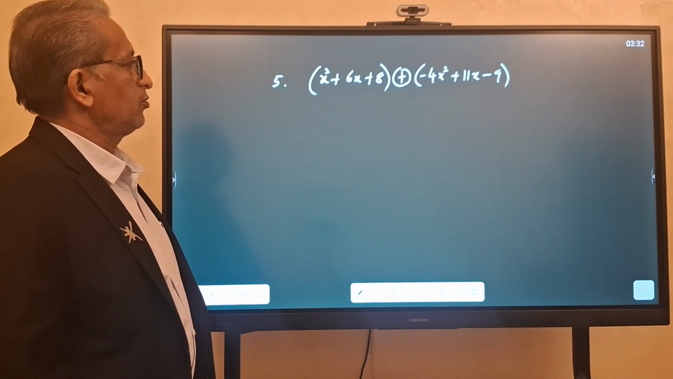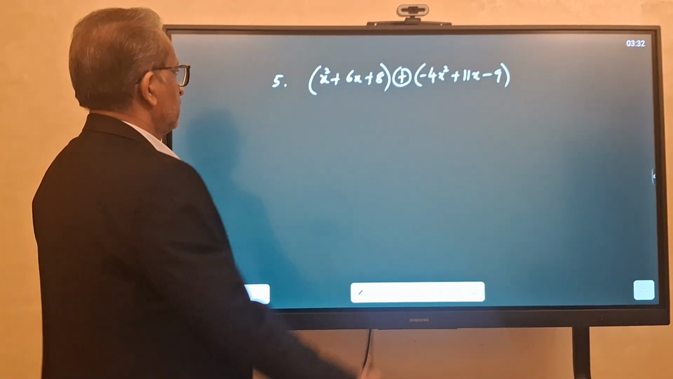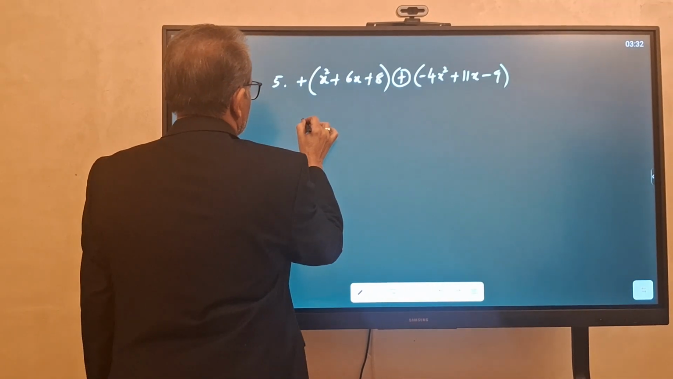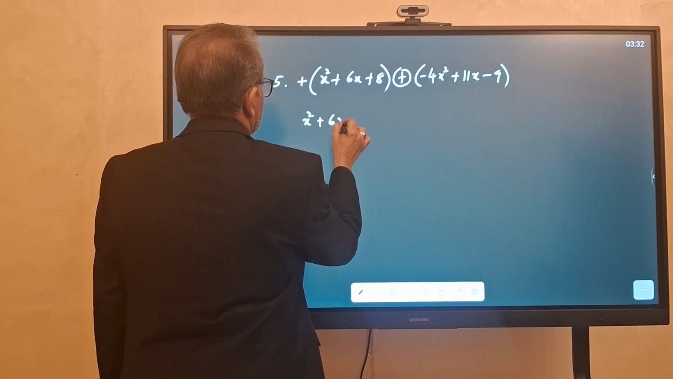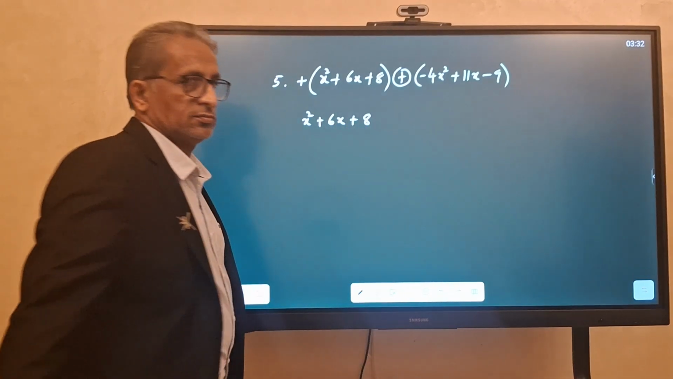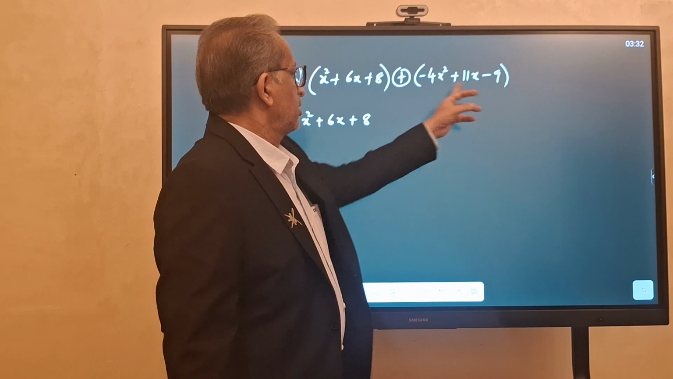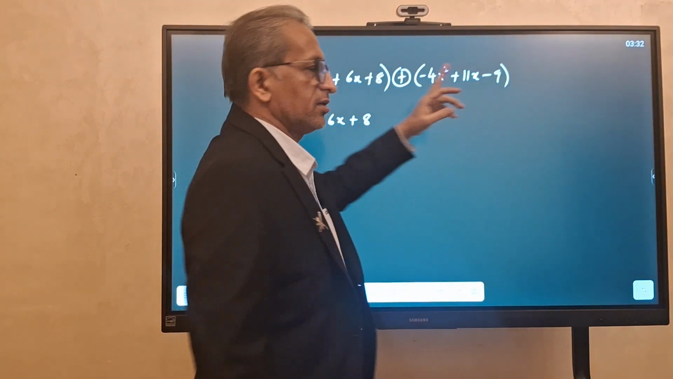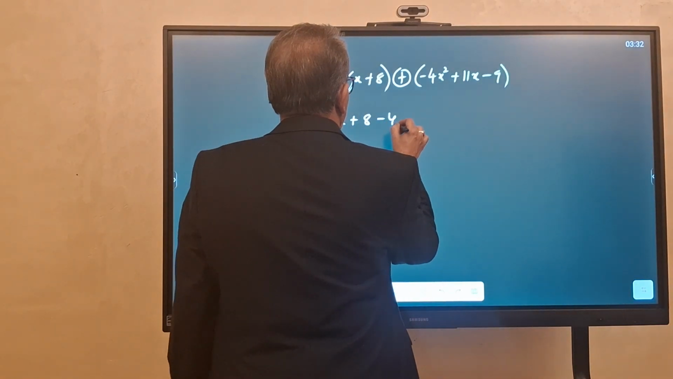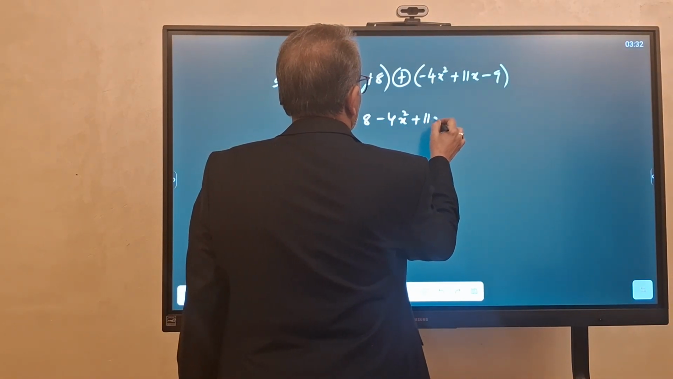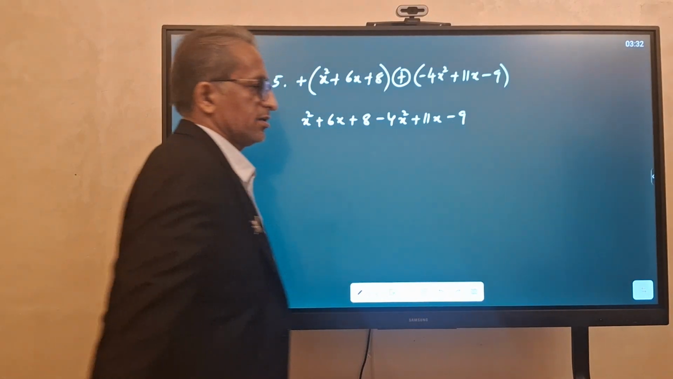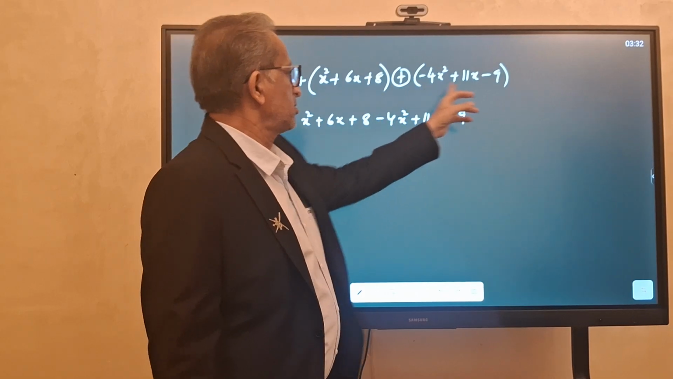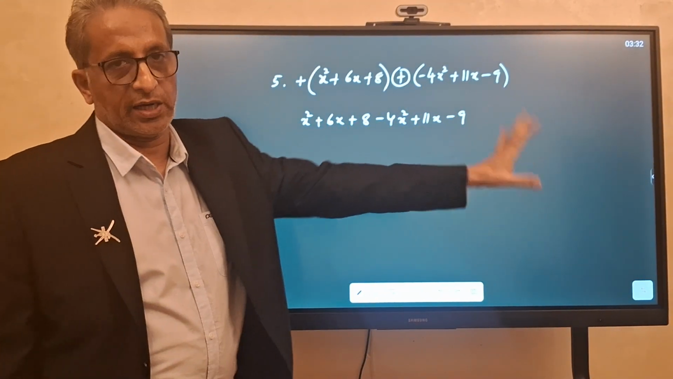The first thing I will do here is I open the bracket. So here we have a plus, therefore no change in the sign. So x square plus 6x plus 8. Here for this bracket also we have plus, therefore no change in the sign inside. What is the sign of the first? Minus 4x square plus 11x minus 9. So that means before plus no change, before plus no change. So I remove the bracket.